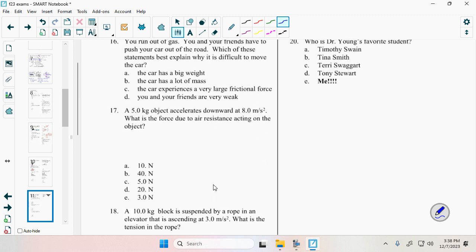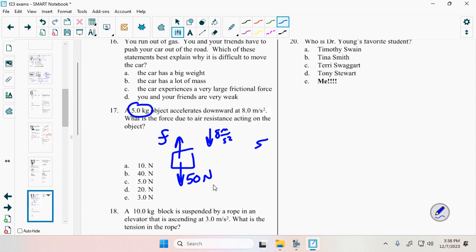17. Yeah, so if I have an object that is accelerating downward in free fall, it would have an acceleration of 10 meters per second squared downward. But in this case, that's not true. So that means there must be some force acting on it. I have the weight force, which is 50 newtons, because it's a 5 kilogram object, 5 times 10 for g. I know there's some resistive force. I'll call it the frictional force. It's air resistance, though. And it's accelerating downward at 8 meters per second squared. That's not a force. I'm just showing the direction of the acceleration.